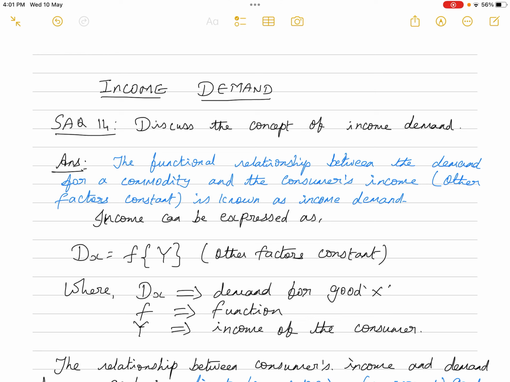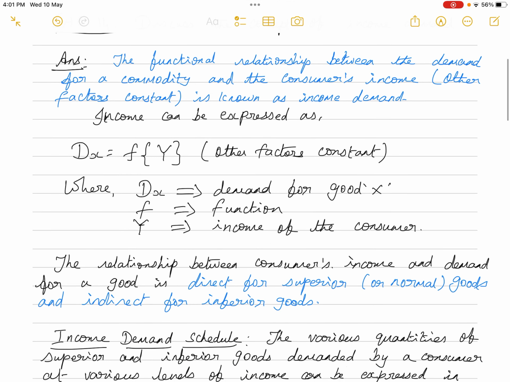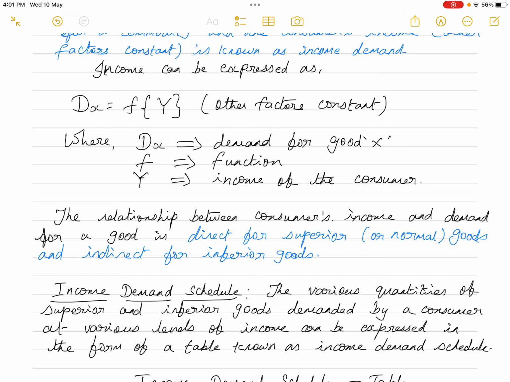For income demand, you write the introduction, the meaning of income demand. The functional relationship between the demand for a commodity and the consumer's income, other factors remaining constant, is known as income demand. It can be expressed as D of x is equal to f of y, assuming other factors constant. What is D of x here? D of x is the demand for commodity x. F represents the functional relationship or function, and y represents the income of the consumer.